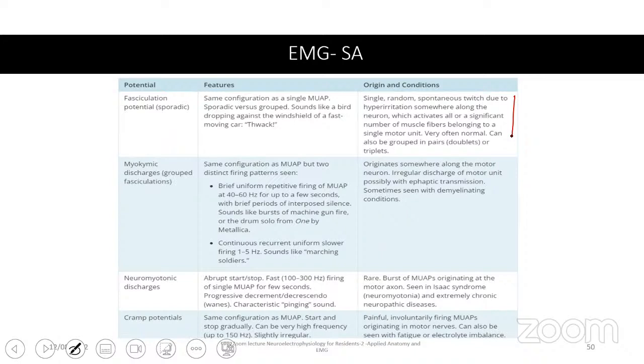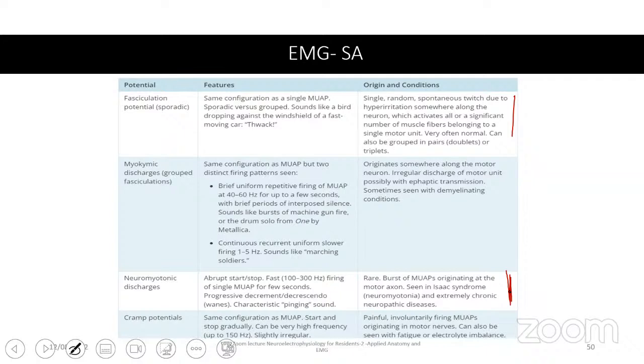These are myokymic discharges. They originate somewhere along the motor neuron, with irregular discharge of the motor unit, possibly with ephaptic transmission, sometimes seen with demyelinating conditions. And neuromyotonic discharges are abrupt; they start and stop. They are fast firing of MUAPs for a few seconds, 100 to 300 hertz. They progressively decrement and decrescendo, with the characteristic ping pong sound. The burst of MUAPs originates at the motor axon, seen in Isaacs syndrome, neuromyotonia.